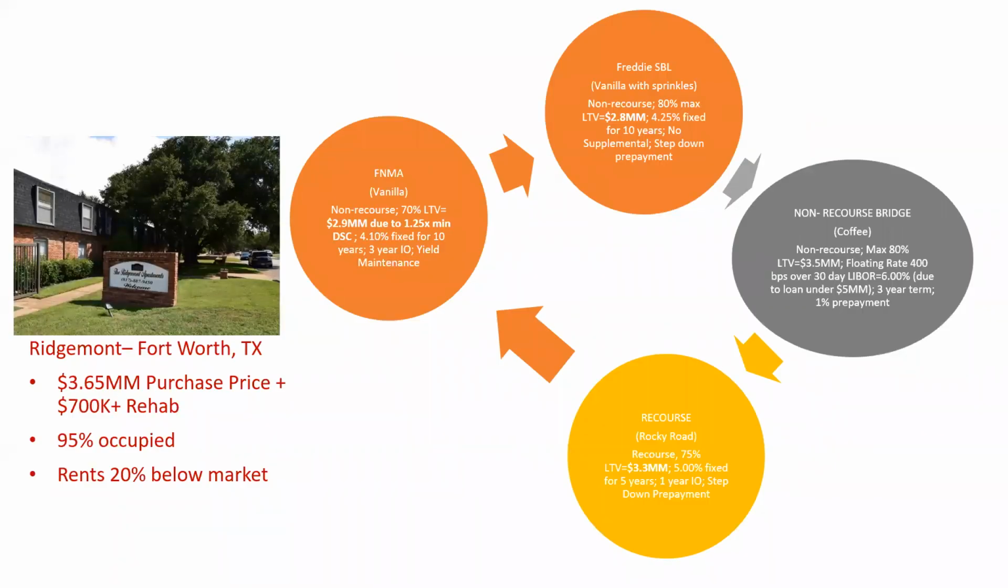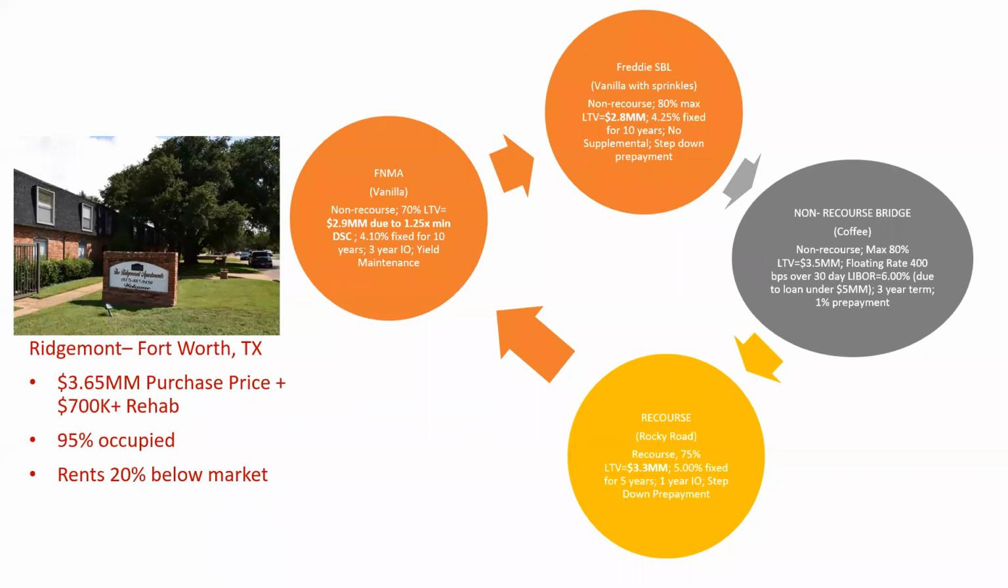This was a deal in Fort Worth that was purchased earlier this year, 3.6 million purchase price, pretty big rehab, 700,000, so it's close to 10K a door on rehab. It was 95% occupied, but the rents were 20% below market. And so let's go around sort of the ice cream shop here and let's look at the different options that the buyer had. Fannie Mae, they were at 2.9 million because they were constrained on the debt service.